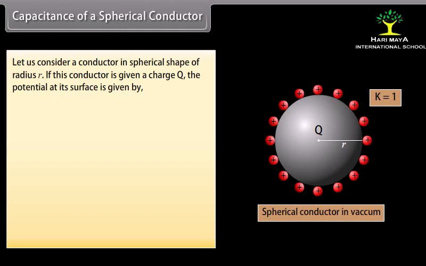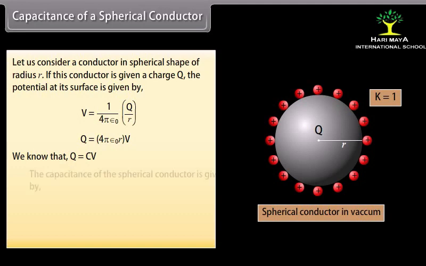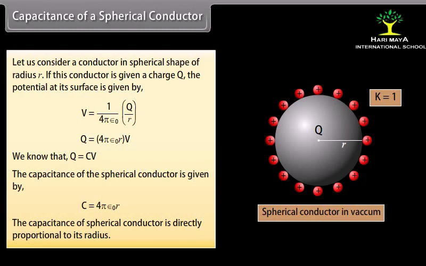If this conductor is given a charge Q, the potential at its surface is given by V is equal to 1 upon 4 pi epsilon naught multiplied by Q upon R. It can be written as Q is equal to the product of 4 pi epsilon naught R and V. We know that Q is equal to CV. On comparing the above equations, the capacitance of the spherical conductor is given by C is equal to 4 pi epsilon naught R. This relation shows that the capacitance of a spherical conductor is directly proportional to its radius. Larger is the radius, larger will be its capacitance.